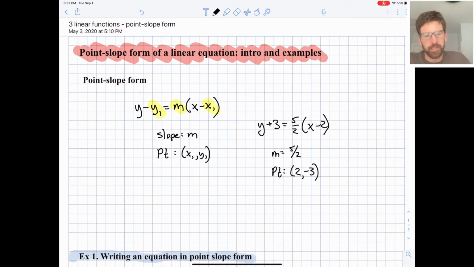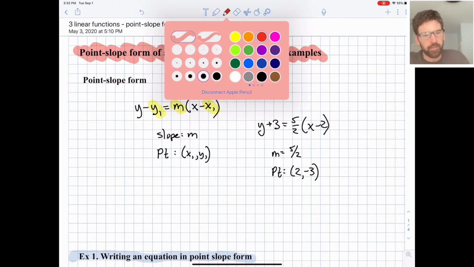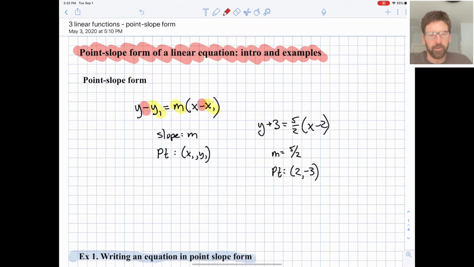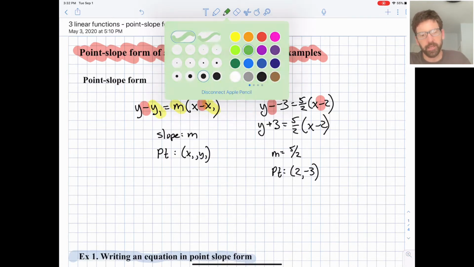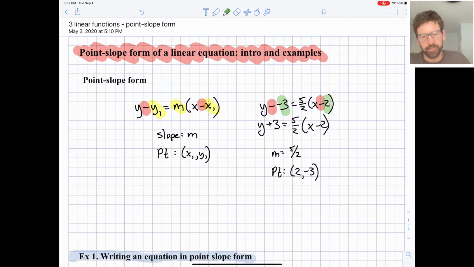And the reason it's a 2 and a negative 3 is because over here you can see that point-slope form always has a subtraction in there. Okay, so I'm going to rewrite this equation as y minus a negative 3 equals 5 halves times x minus a 2. Okay, and so we've forced there to be a subtraction in there, and then we can confirm that the point is 2 and negative 3. Okay? So that's just an example of point-slope form.